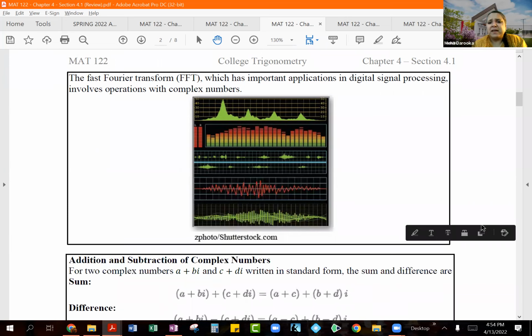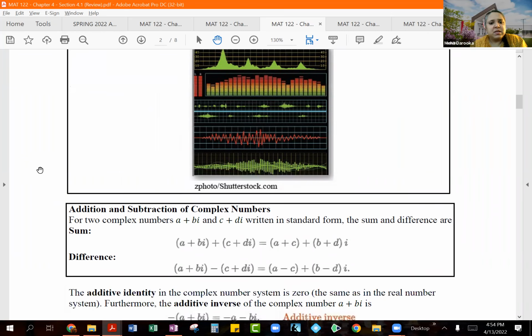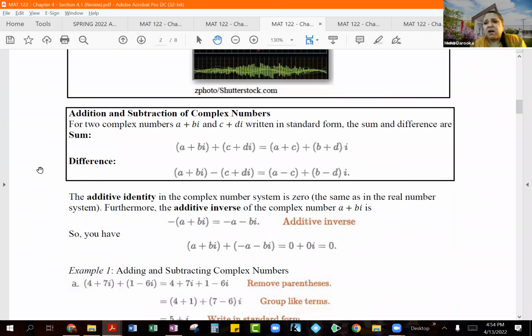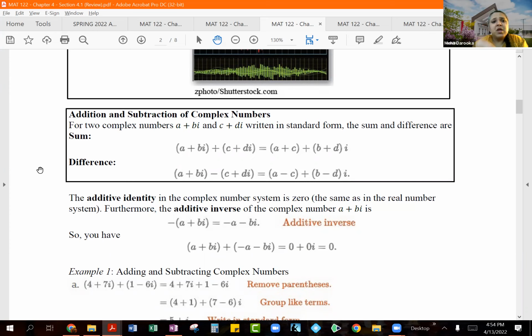Just an interesting example that your textbook talked about, where complex numbers are involved. One of those is this fast Fourier transform application. And if you guys are planning on getting into engineering, you will actually be working quite a bit with complex numbers, especially in electrical engineering. I believe you see a lot more complex numbers.